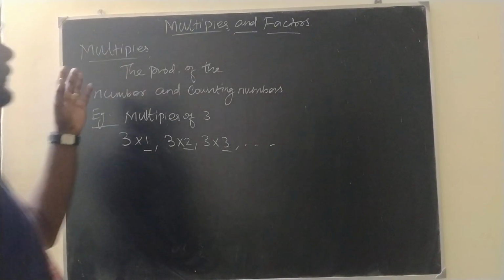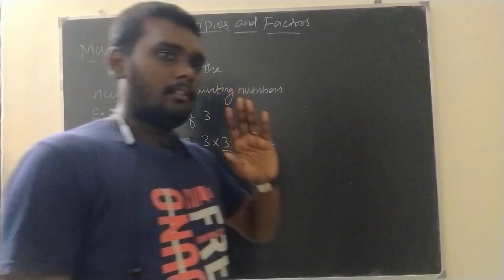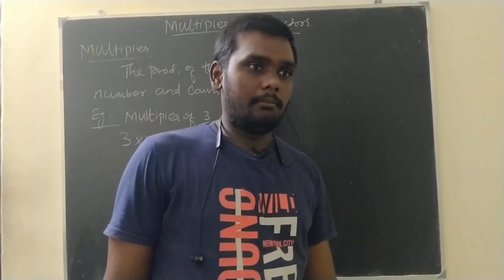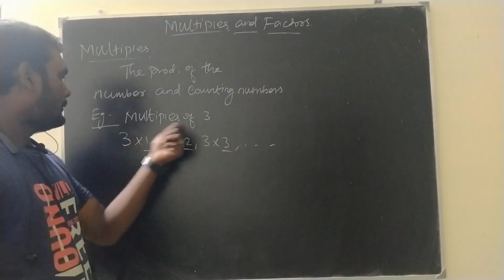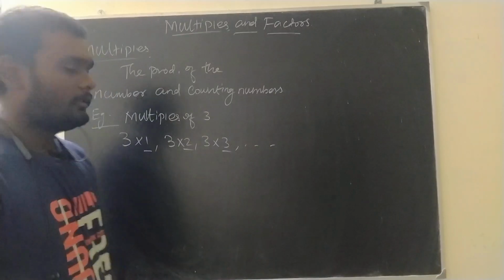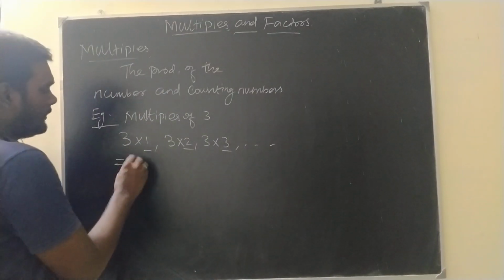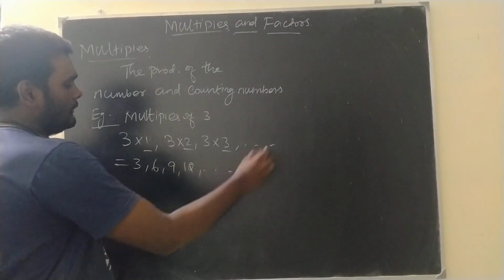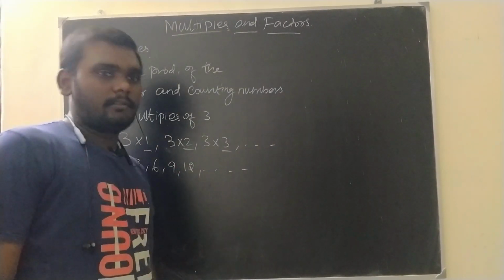So multiples means the product of the given number with the counting number. So I say the multiples of 3 means 3 into 1, 3 into 2, 3 into 3. This 1, 2, 3 are counting numbers. So what are all the multiples of 3? Means 3, 6, 9, 4 3s are 12 and so on it goes. This is multiples of 3.